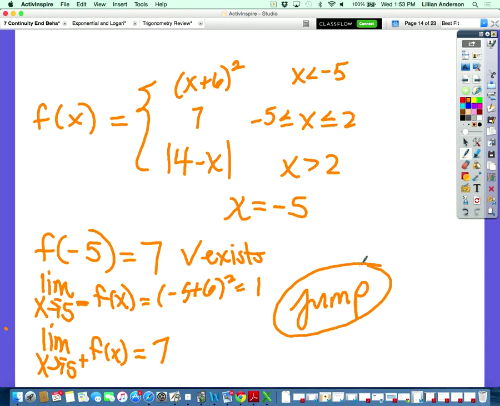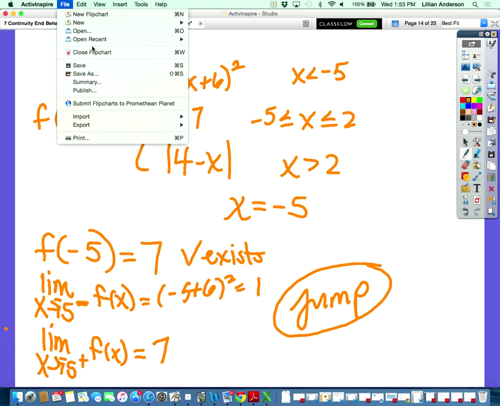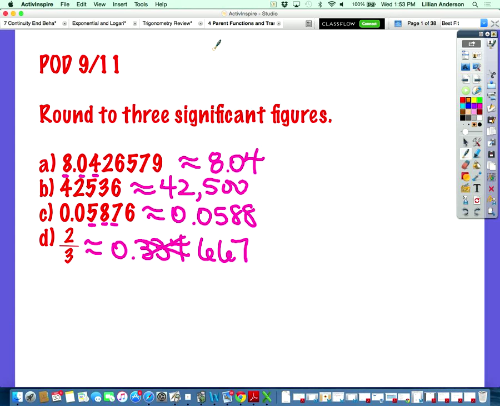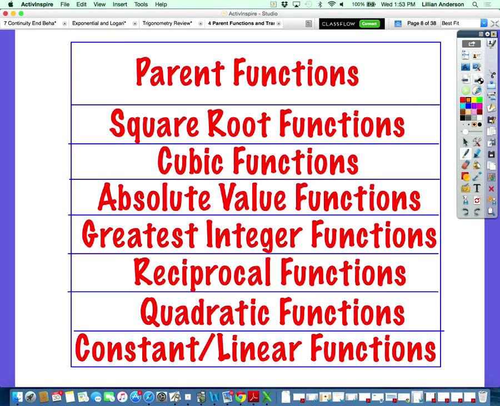Now, if both of these were 1, say from the left and from the right, they both were approaching 1, then it would be removable. But if this 1 was a 7, it would be continuous. If all 3 of these numbers were the same, it would be continuous. But anytime they're different, it's discontinuous in some shape, way, or fashion. Okay? Questions? All 3 of them would have to be the same in order for this to be continuous.